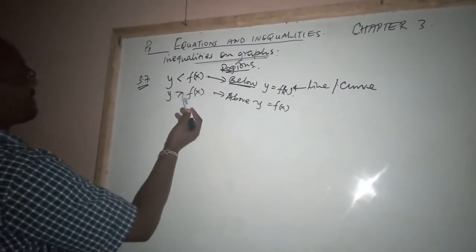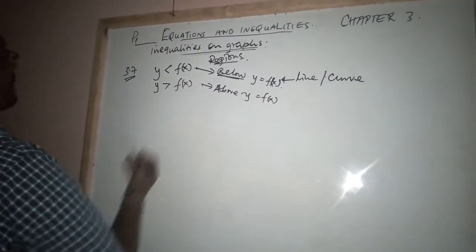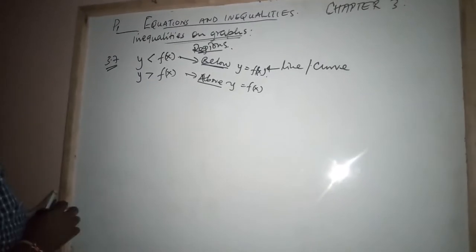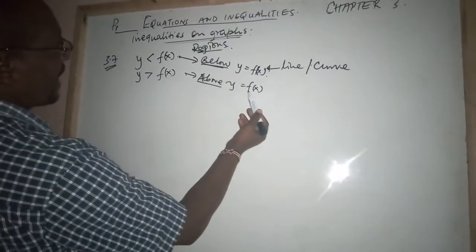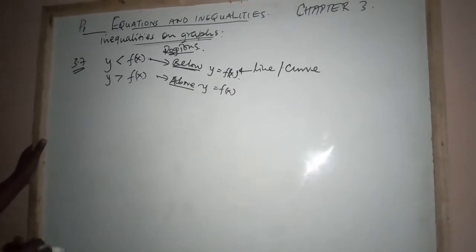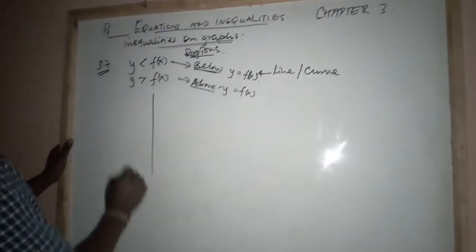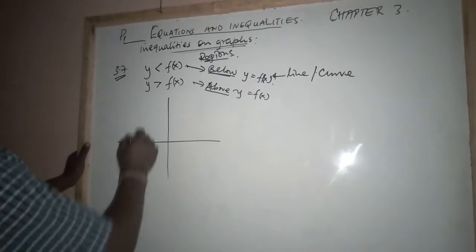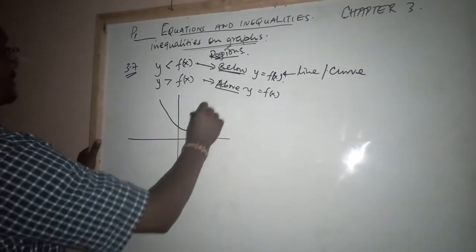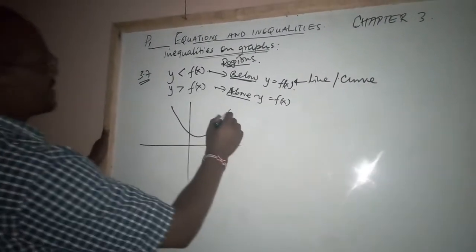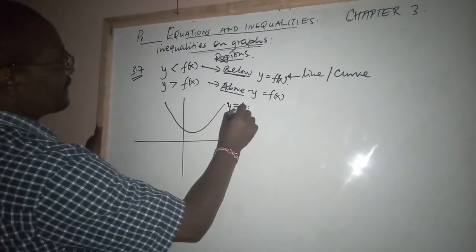But when y is greater than f(x), that region is the region above the line or the curve, which is represented by the graph y equals f(x). We could demonstrate this in a graph or a curve, something like that. And this is the graph of y equals f(x).